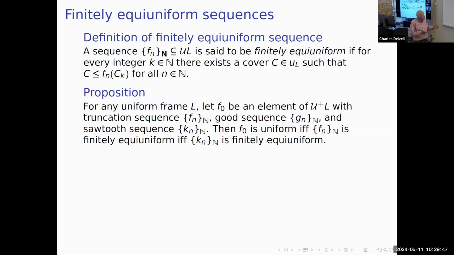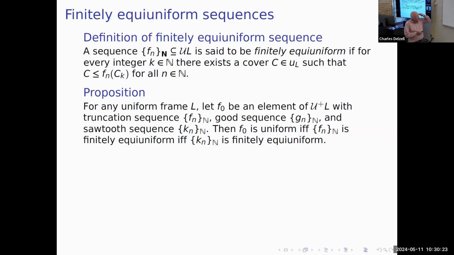And then one shows that in terms of the arithmetic of R of L, if you focus on a particular element of R of L, and by the way, on this slide, the U's should be R's, not U's. If you have just any member of R of L, and you look at its truncation sequence, its good sequence, and its sawtooth sequence, then the element is uniform if and only if all three of the associated sequences have this equiuniformity property.